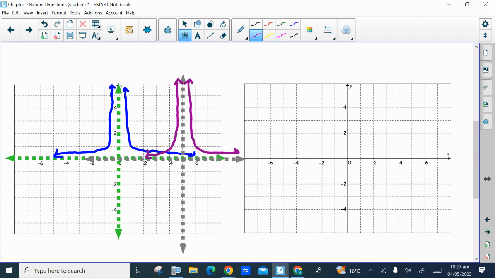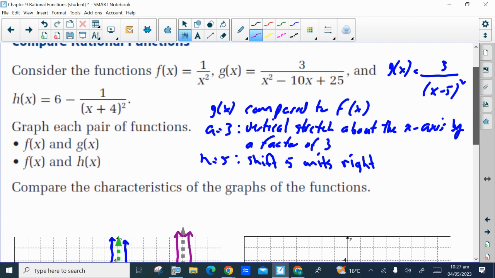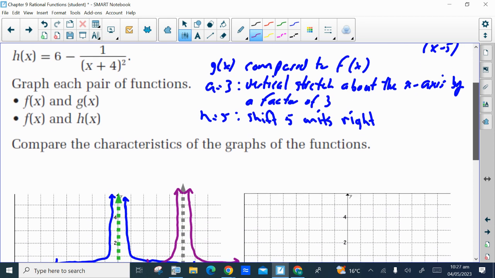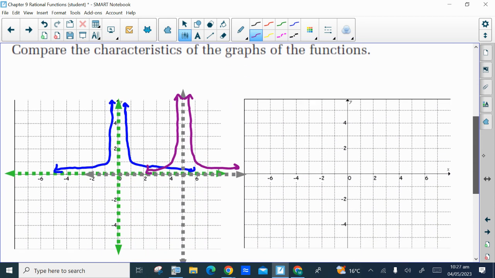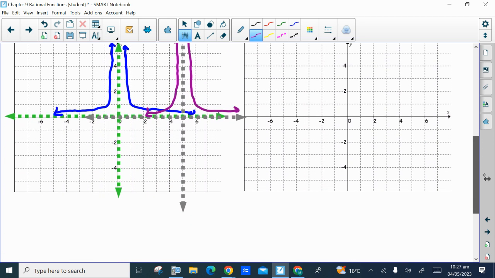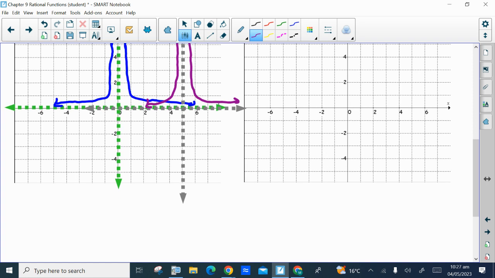Now, it does say also to compare the characteristics of the graphs of these functions. So if you're asked to compare, you talk about similarities, you talk about differences. And there have been questions on diploma exams in the written response where you need to compare. So you talk about similarities, you talk about differences.